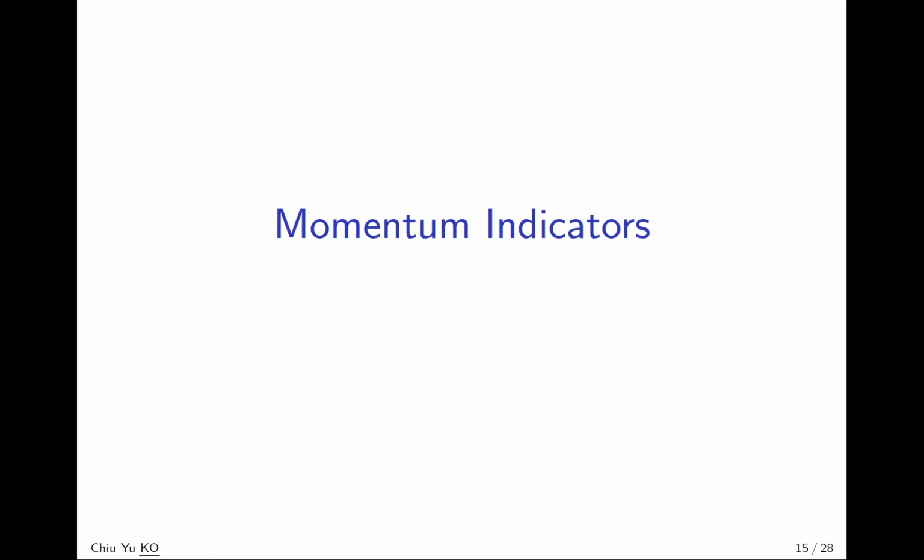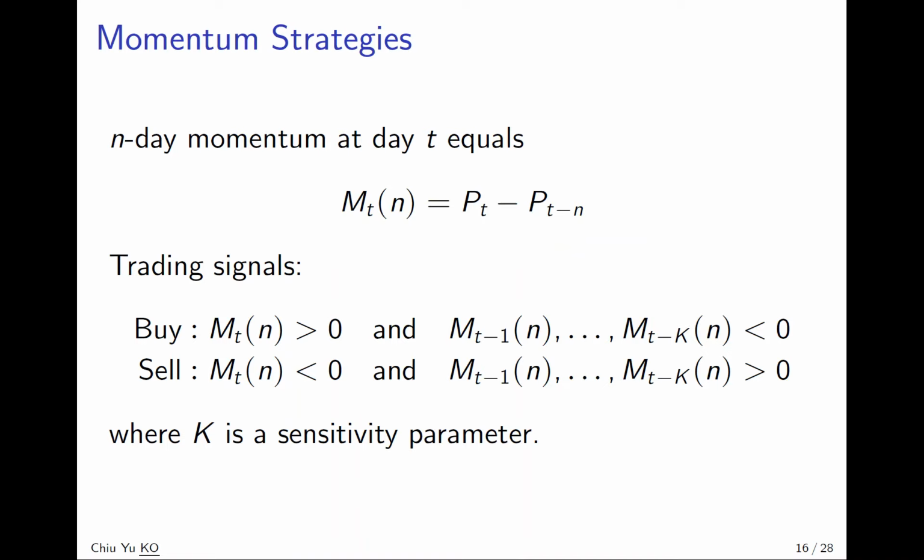Momentum indicators. In momentum indicators, the first thing we do is momentum. So momentum of N day basically is very simple. It's just today's price minus the price N days before. So how to use this simple rule?